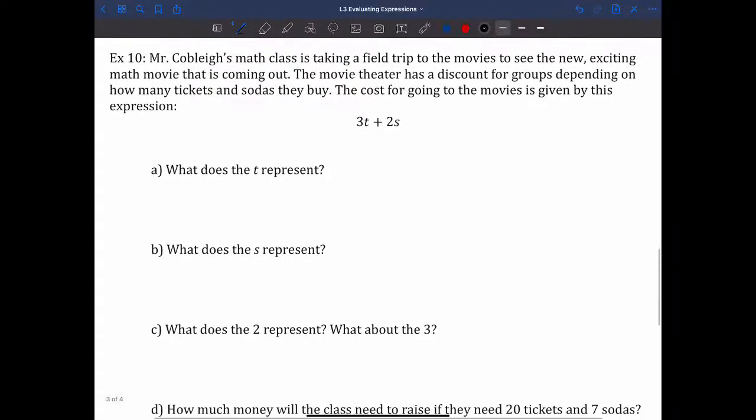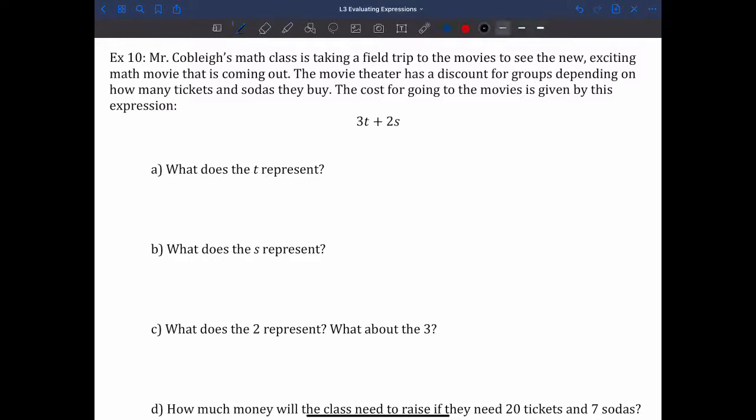Mr. Cobley, if you haven't met him, pretty nice guy. Mr. Cobley's math class is taking a field trip to the movies to see the new exciting math movie that's coming out. It's called Fraction Jackson, Episode 4, Revenge of the Denominator. The movie theater has a discount for groups depending on how many tickets and sodas they buy. So the cost for going is given by this expression, 3t plus 2s.